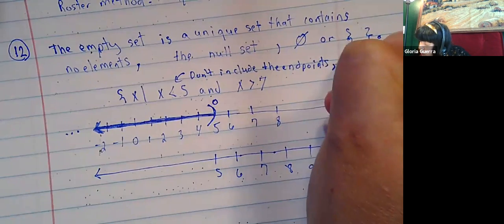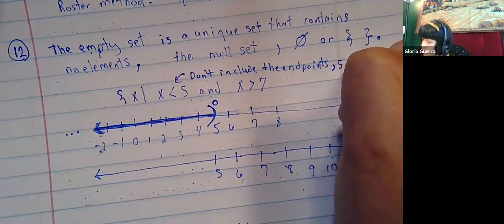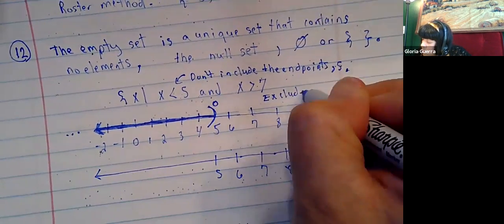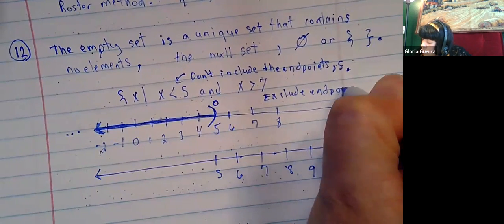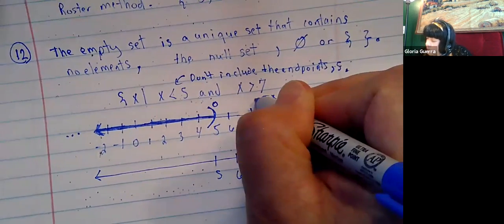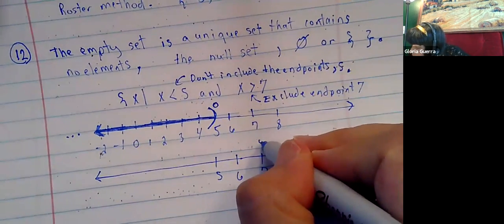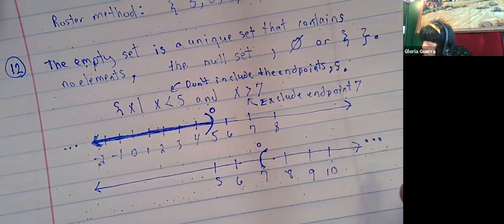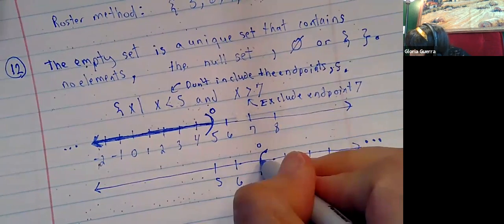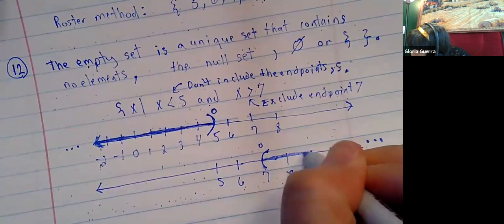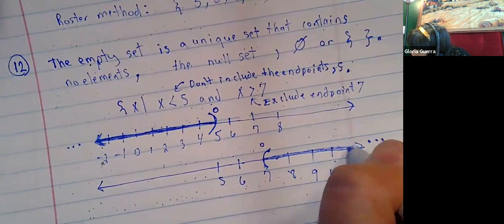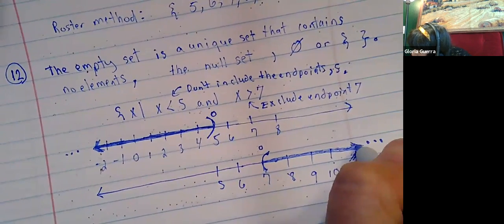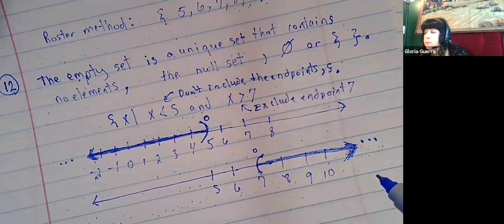So in this case, like 5, this one, you want to exclude the endpoint 7. So that's why you excluded. You either do an open circle or you do parentheses and you shape it in the direction you're shading. This is saying all your unknowns are greater than 7. All right, greater than 7.